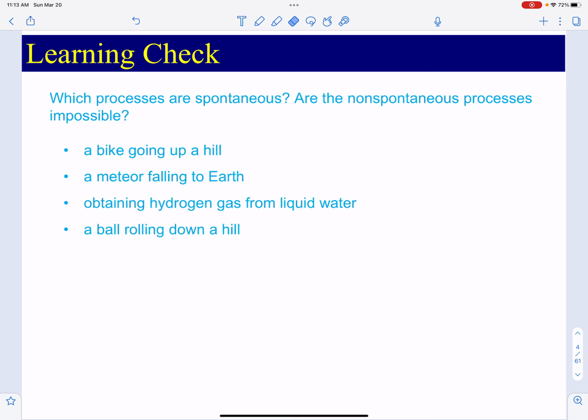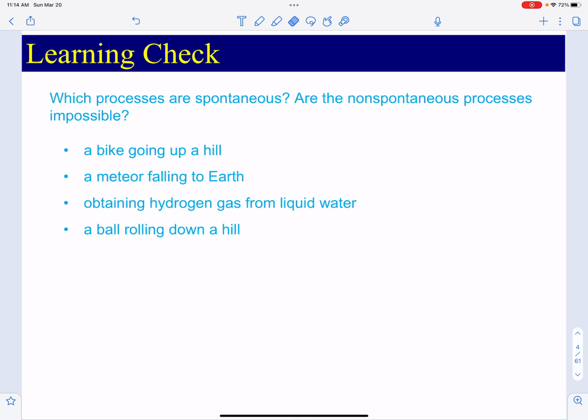A meteor falling to Earth due to the force of gravity of our planet: once the meteor is captured by that gravity, it will fall to the Earth. There's no way to stop it. Obtaining hydrogen gas from liquid water, basically taking H2O and breaking it into oxygen and hydrogen. Does that happen on its own? No, it doesn't happen. If that happened, the ocean wouldn't be around us anymore.